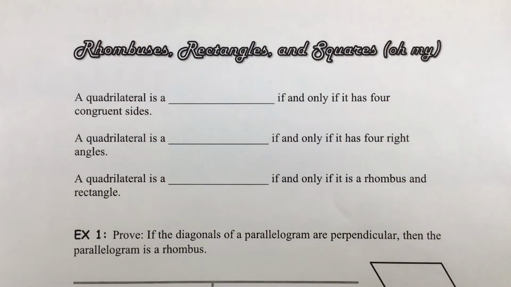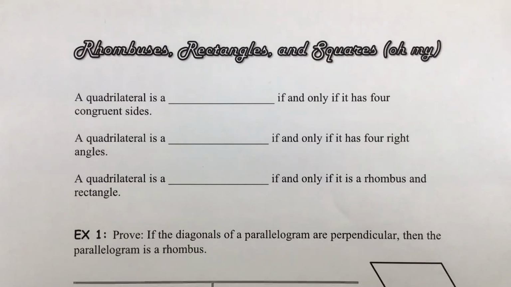Rhombuses, rectangles, and squares. All of these are examples of quadrilaterals. They're all four-sided figures. But more importantly, they're all examples of parallelograms, which means that they carry any properties that we have proven for parallelograms thus far. That would be that opposite sides are congruent, opposite angles are congruent, and the diagonals will bisect each other.